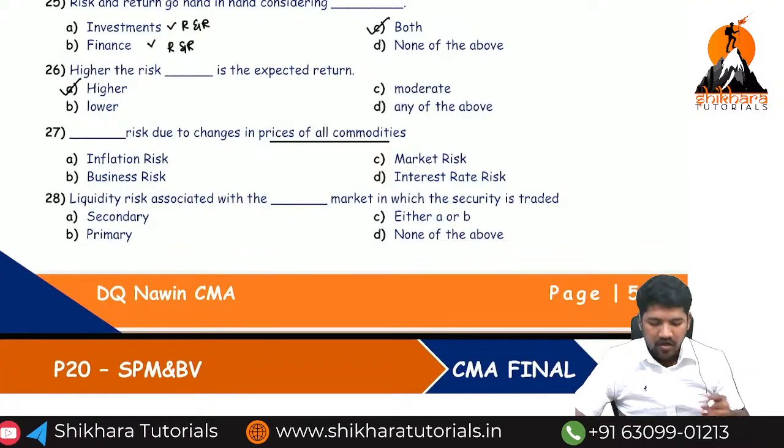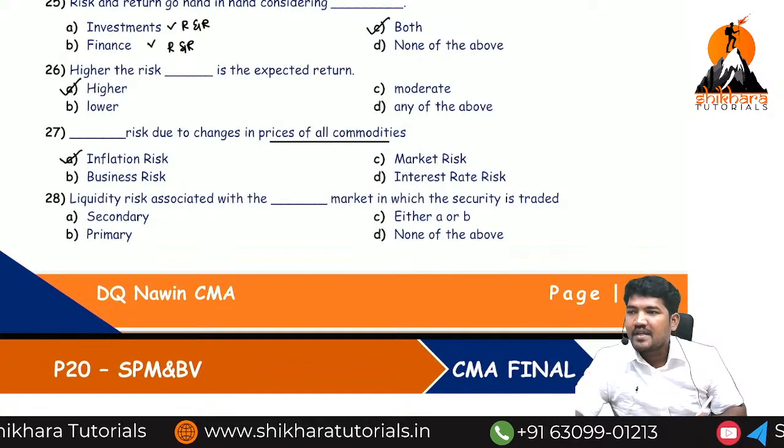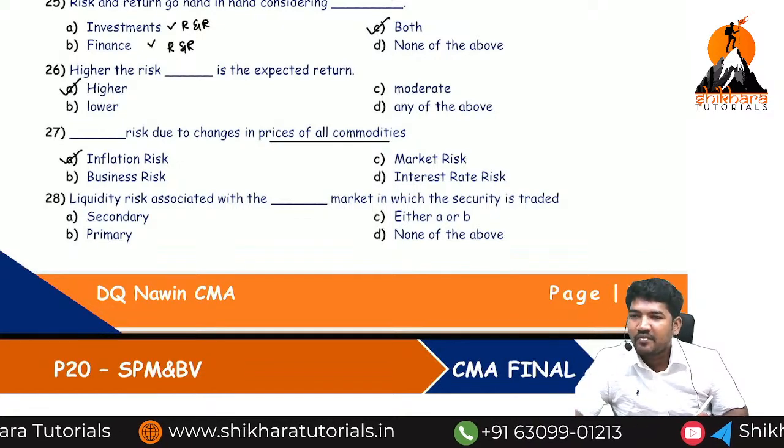Are you clear? Now, what is the answer here? Inflation risk. Sometimes they will give option B purchasing power risk, option C both.